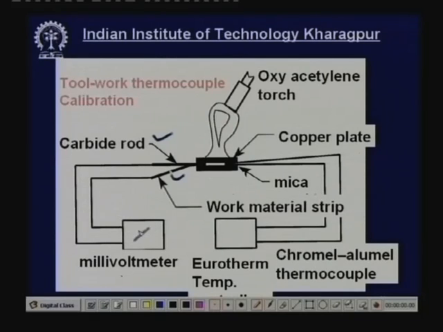Here we put a millivolt meter. So, when this is heated, some millivolt will be generated. Now, what is the temperature here? How shall we know? On the other side, we shall put another standard thermocouple, say chrome alumel thermocouple, and whenever the same temperature develops, it will be recorded in the Eurotherm, and from there we can get the temperature. So, on this side we get millivolt, on this side we get temperature, and this is a calibration curve. During use, from any millivolt we can determine the cutting temperature. That is called calibration, a technique which is a must before use of this thermocouple technique.